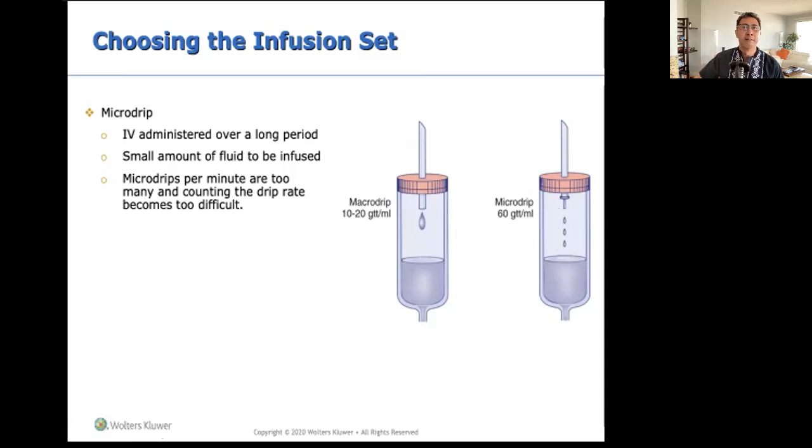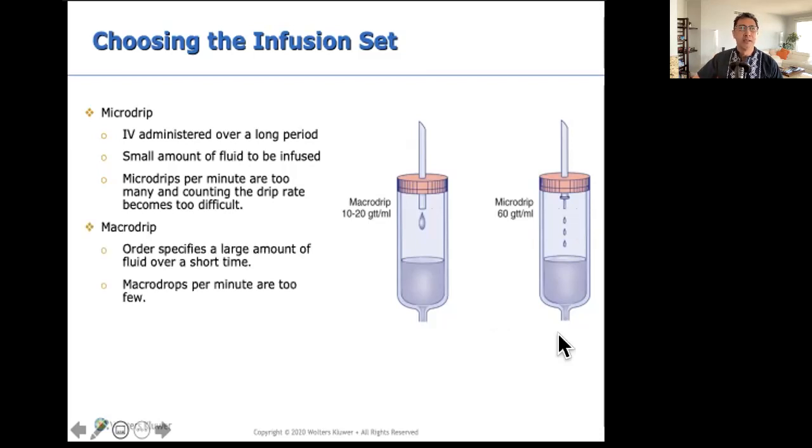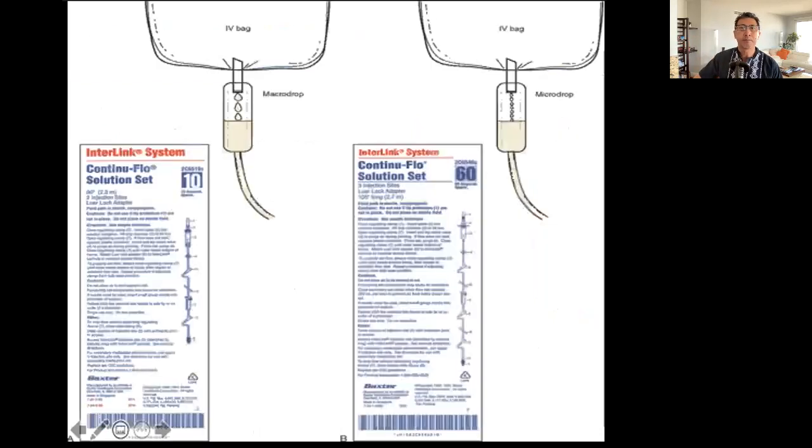It's very difficult to calculate drips on the micro drip sets because they're tiny. You can't see them. On the flip side of that, you have the macro drips. It's when we're trying to infuse large amounts of fluid to the patient. We're talking about 100 mLs per hour. I mean, 100 an hour. Maybe we're going to need to give our patient a 500 bolus, 1,000 bolus. This is what we will be using.